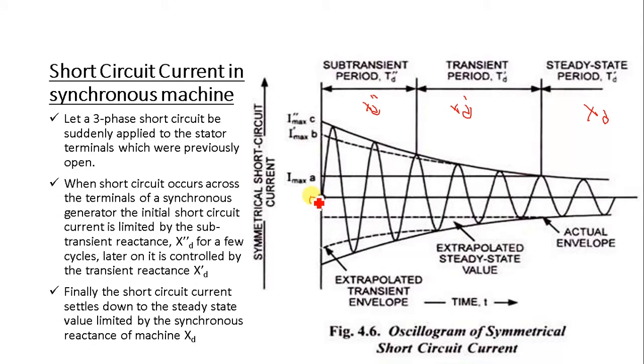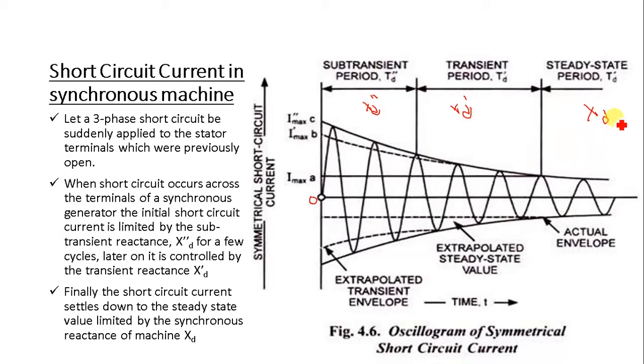So initially we talk about the magnitude of current. It is OC during the subtransient period. At the transient period, the magnitude of current is now OB, and in the steady state period it is OA. So the value of the current will depend upon the reactances XD double dash, XD dash, and XD.